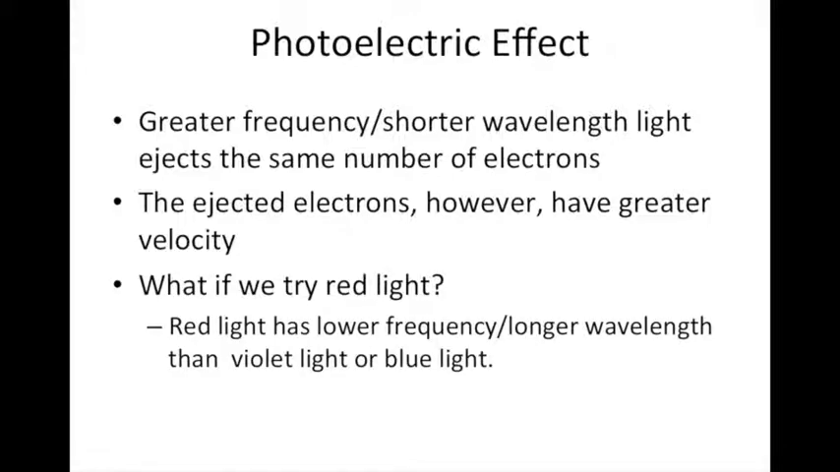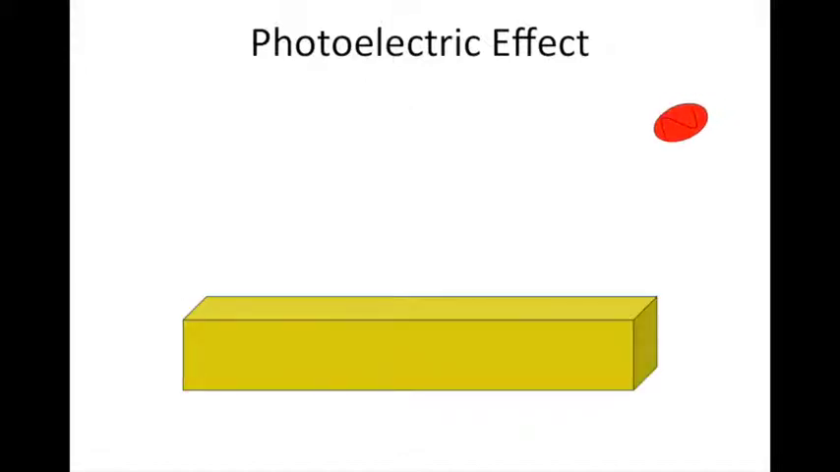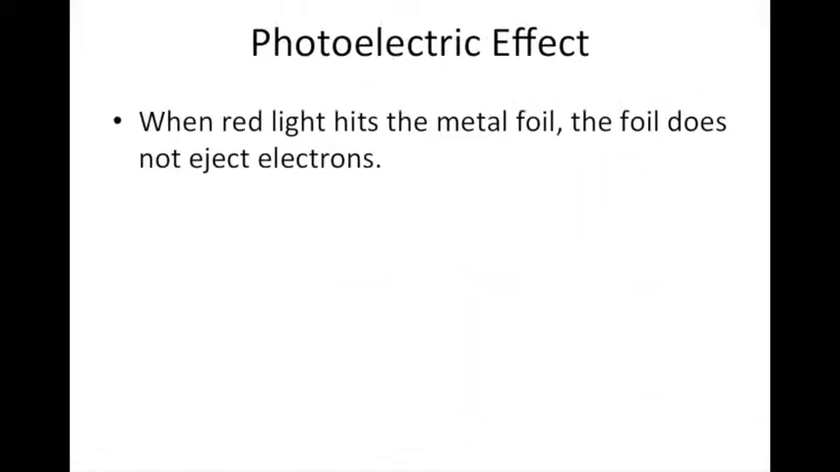Now, what if we tried a red light? We shine the red light onto our foil. Remember, the red light has a lower frequency than the blue light and the violet light. So let's shine the red light on there. When we shine the red light on the foil, no electrons are ejected. So if we decrease the frequency of our light below the blue light, we get no ejection of electrons.